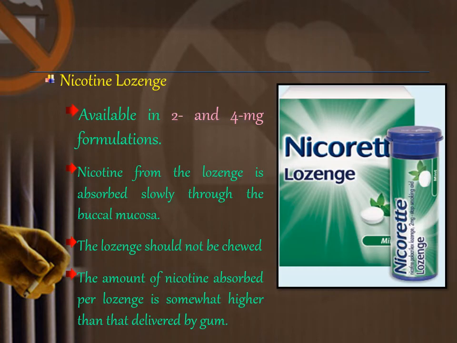Then nicotine lozenges. These are also available in 2 milligram and 4 milligram formulations. Nicotine from the lozenge is absorbed slowly through the buccal mucosa. The lozenge should not be chewed. The amount of nicotine absorbed per lozenge is somewhat higher than that delivered by gum.